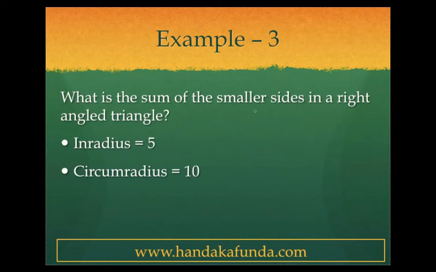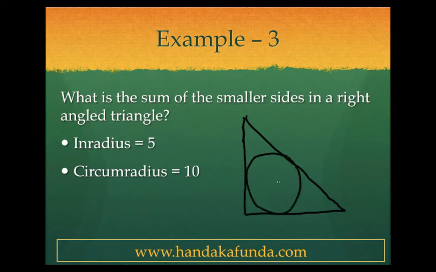Third one: what is the sum of the smaller sides in a right angle triangle where, okay, let me first try and draw a right angle triangle. So this is my right angle triangle. The inradius is 5.